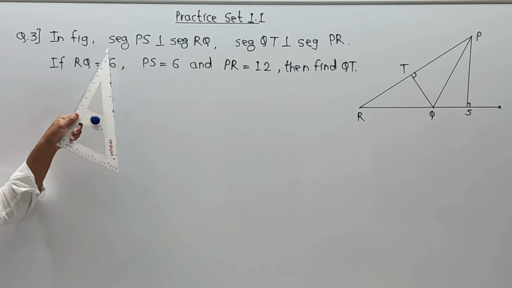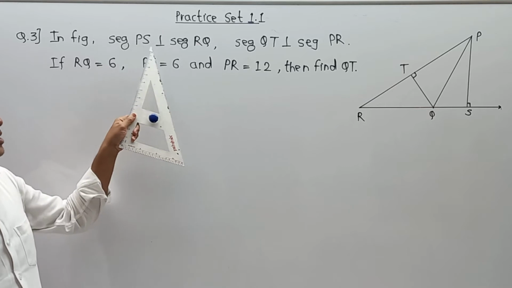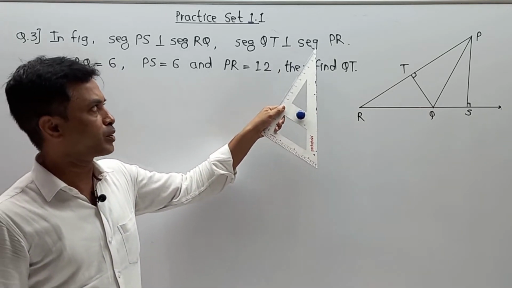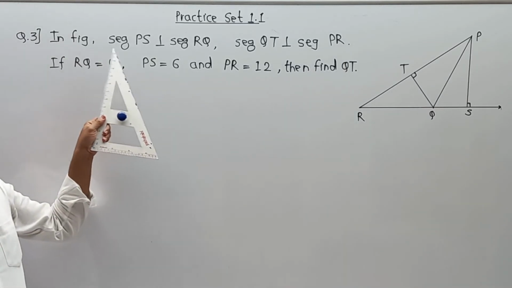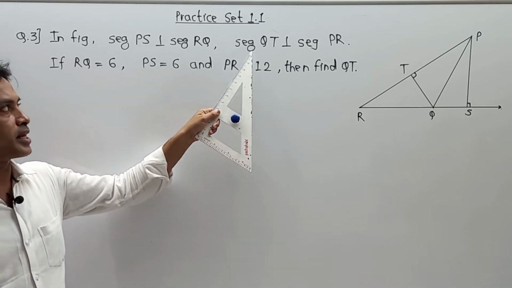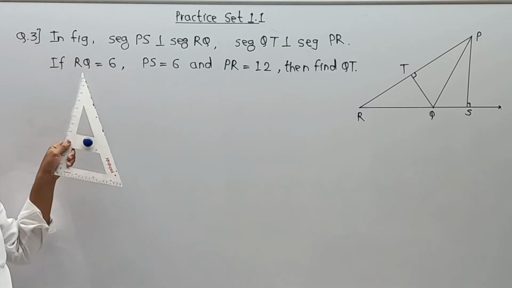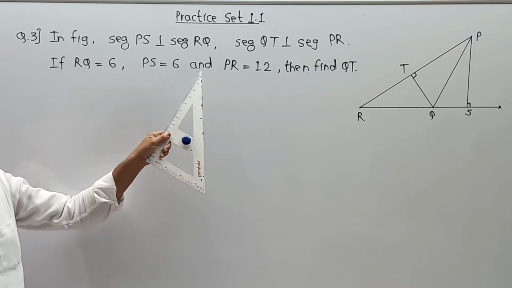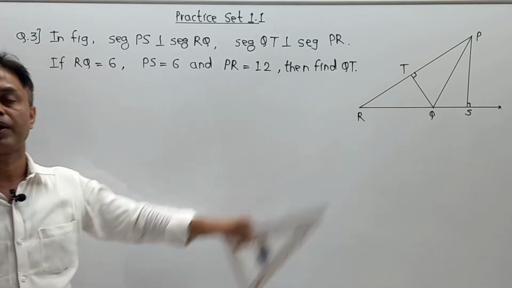In figure, segment PS perpendicular to segment RQ, segment QT perpendicular to segment PR. Once again try to understand the step. In figure, segment PS perpendicular to segment RQ and segment QT perpendicular to segment PR. If RQ is equal to 6, PS is equal to 6 and PR is equal to 12, then find the value of QT.